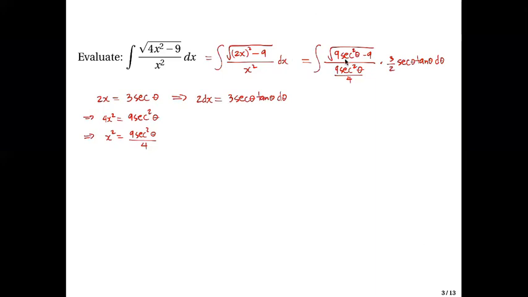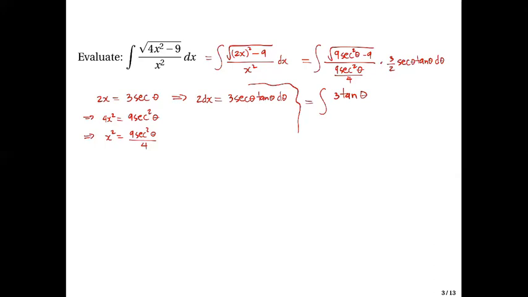And then this guy here, we can simplify. We can factor out 9, and then we take the square root of 9. So we will get here the integral of 3, and then we will have here secant squared minus 1. And that's just tangent squared. So the numerator becomes 3 tangent theta.